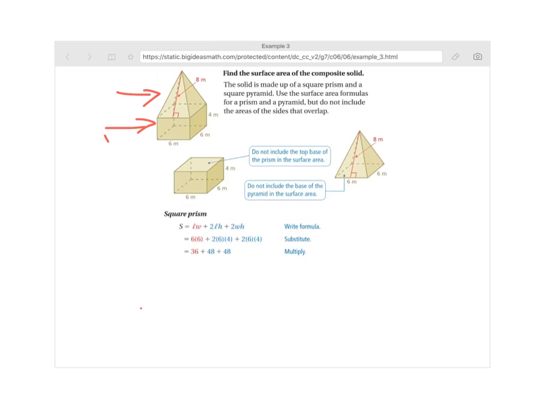Okay, so that's the bottom of this square prism, not the top. And then the two left and right sides and the front and back sides. So then we add all those up together and you get 132. So this would be the surface area of the square prism. So now let's do the pyramid.